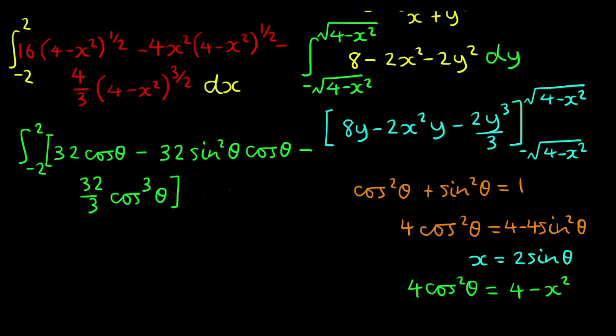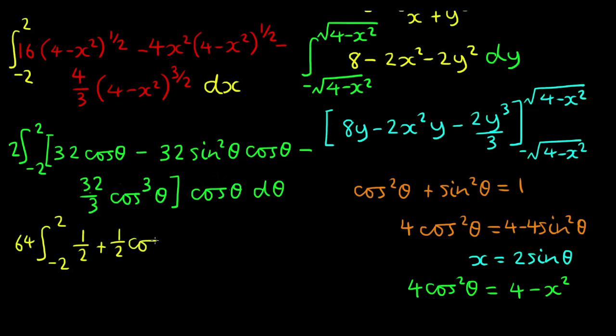And finally dx is 2 cosine theta d theta. So we can break this up into 3 integrals. So we get 64 by the integral of cosine squared theta. We're using the double angle trig identity, which is 1/2 plus 1/2 cosine 2 theta.